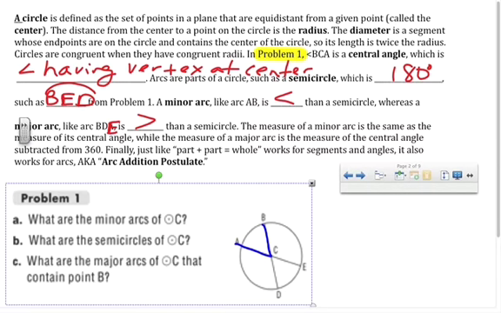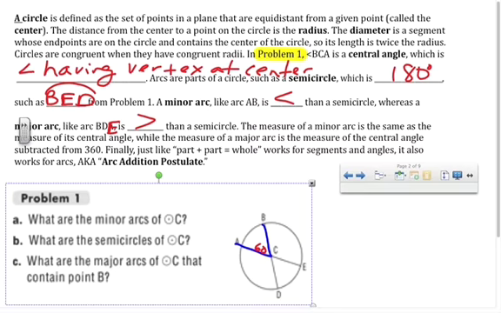So the big important thing that you need to be aware of as far as finding the measure of an arc is that, especially if I'm looking at a minor arc, the measure of a minor arc is the same as the measure of its central angle. So, for example, if I told you that the measure of arc BCA was 60 degrees, you would be able to tell me that the measure of arc AB is also 60 degrees.